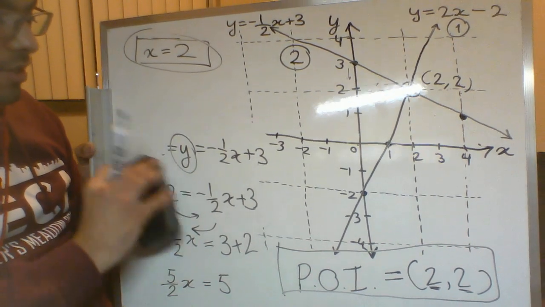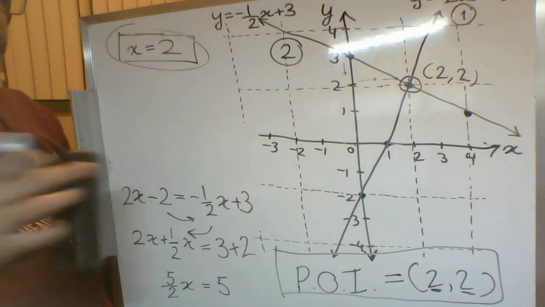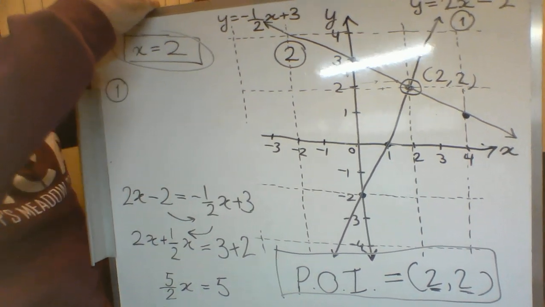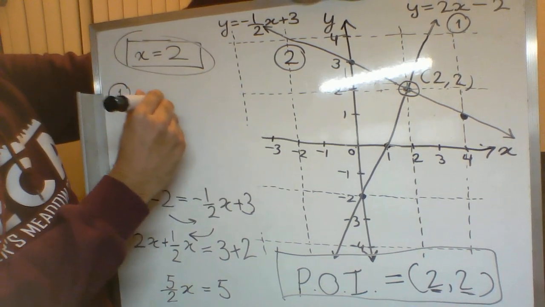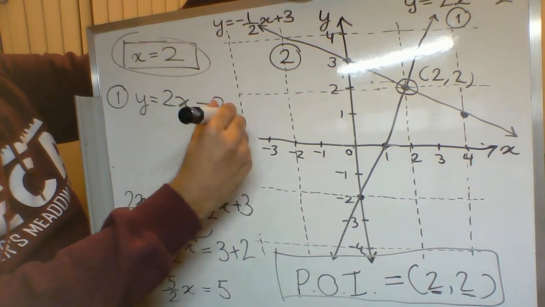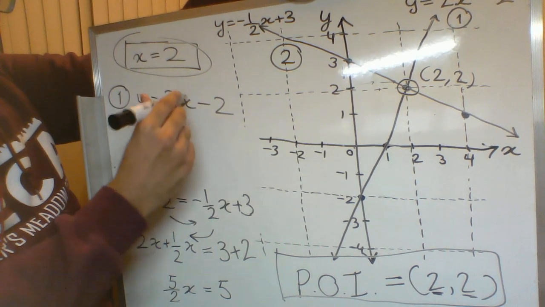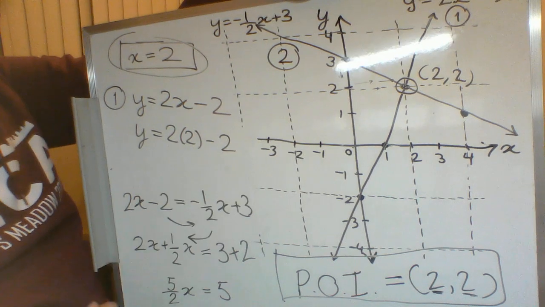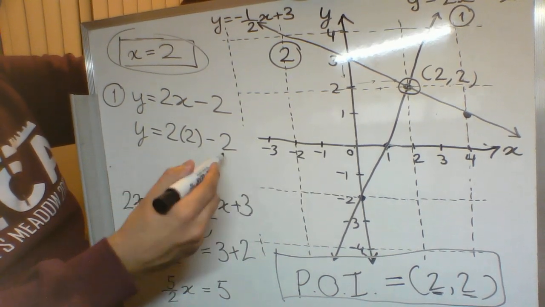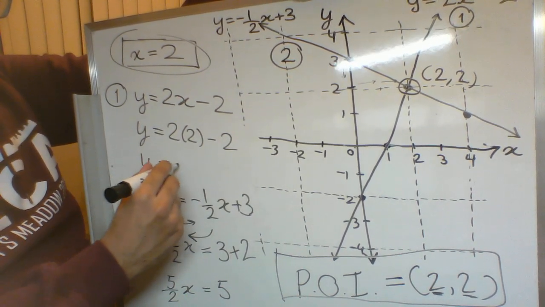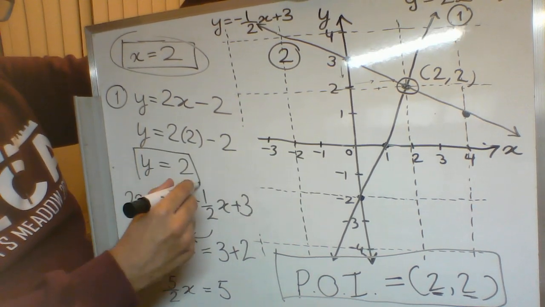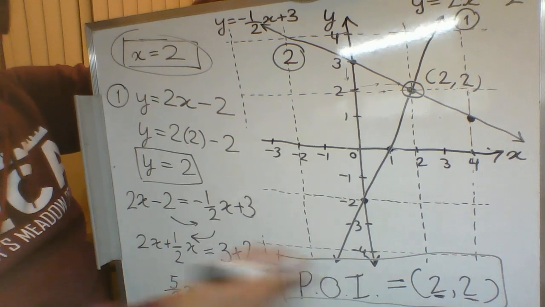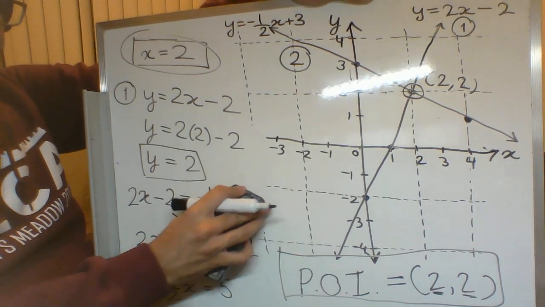So if I erase this, and we just plug in x equals 2, let's plug it into equation 1 first. With equation 1, we have y equals 2x minus 2, but we know that x is equal to 2, so that means it's 2 times 2 minus 2. Well, 2 times 2 is 4, 4 minus 2 is 2, and that's it. So that tells us that y is equal to 2 by plugging it into equation 1, which thankfully lines up with the point of intersection that we were seeing earlier.